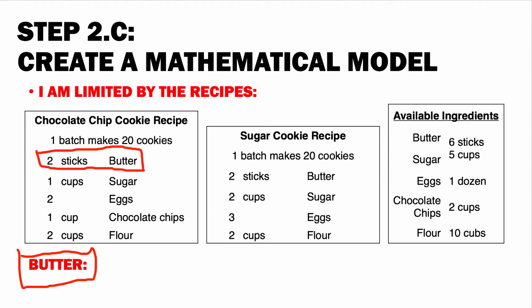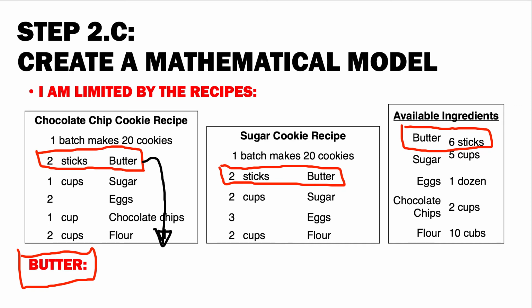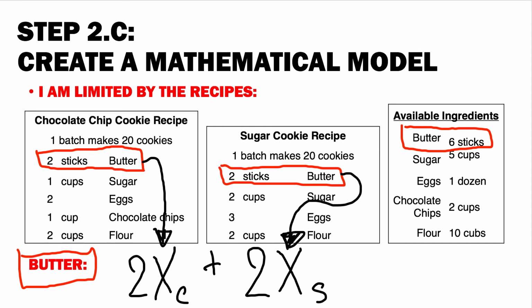Let's start with the butter constraint. The recipe tells us that we will be using 2 sticks of butter for the chocolate chip cookies and another 2 for the sugar cookies. And we know that we can't go over the 6 sticks that we have available to us in our ingredients. Now, let's apply what we just did to the rest of the constraints.